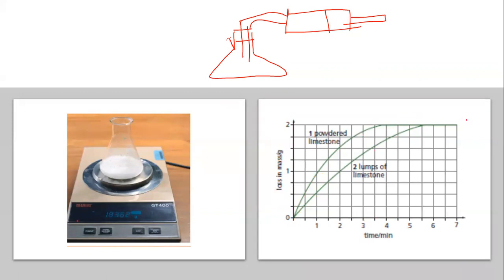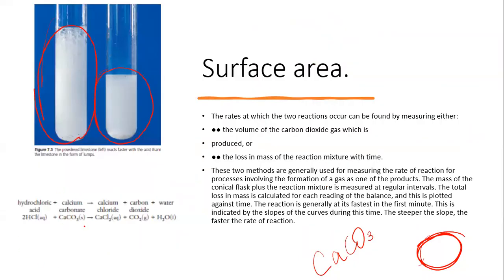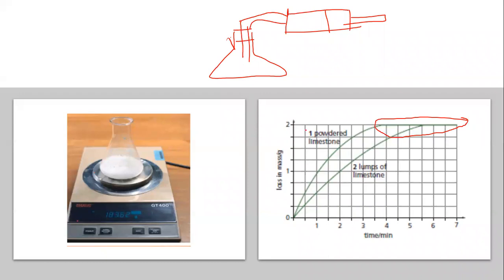One thing you will observe is this. The final loss in mass or the final amount of carbon dioxide in both will be the same. Whether you're taking powdered limestone or lumps of limestone, it will be the same as long as you're taking the same number of moles of calcium carbonate. So whether it is in powder form or lump form, the final volume will be the same. It is just that with powdered limestone, you're reaching the final volume of carbon dioxide much quicker. With lumps of limestone, you are reaching the same final value, but you are reaching it much later.